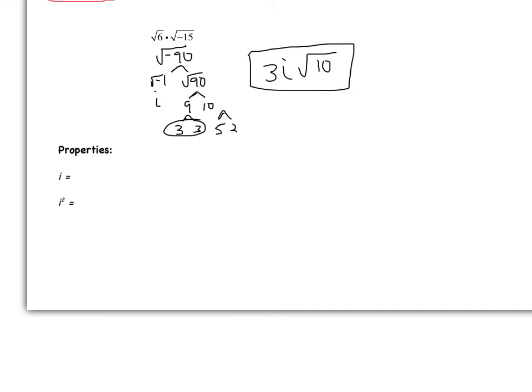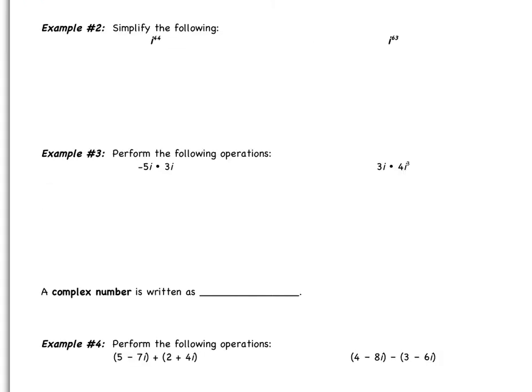Okay, a few properties. i is equal to the square root of -1. We already talked about that. If I square that, I get -1. So i squared equals -1. So that's going to help us. If you would flip the page, please. Okay, so now we're going to continue simplifying imaginary numbers.